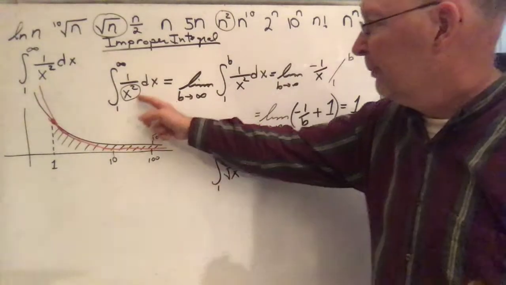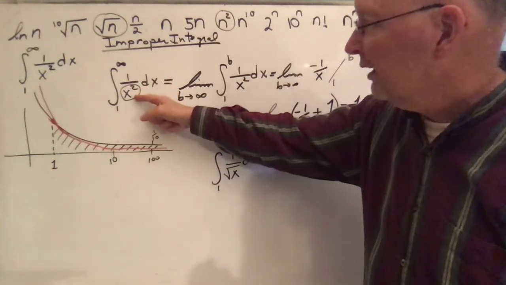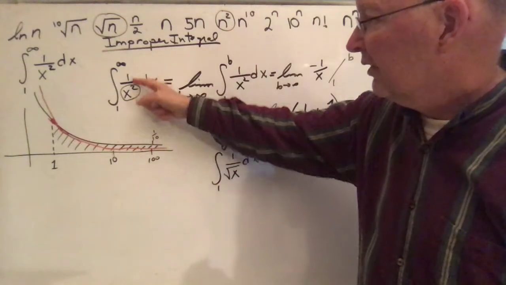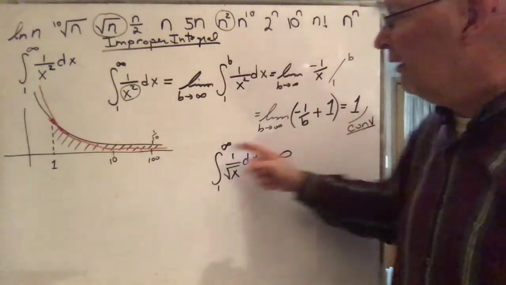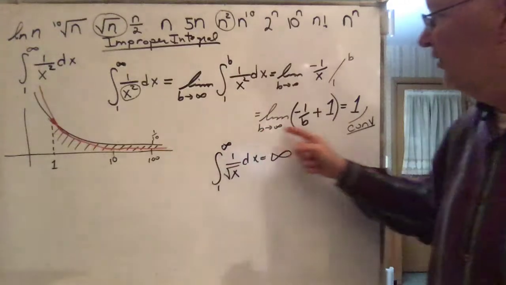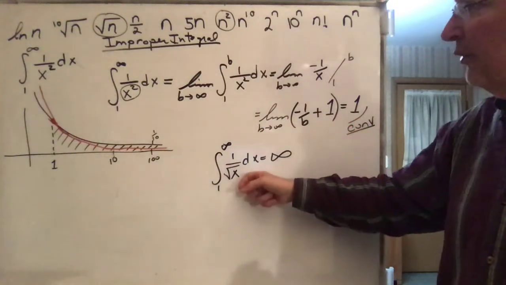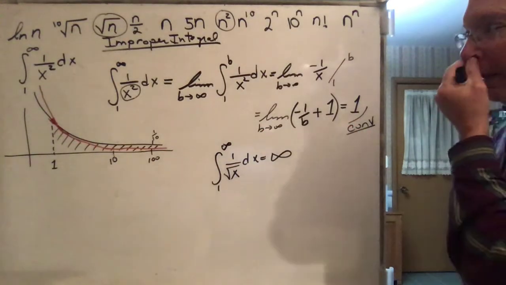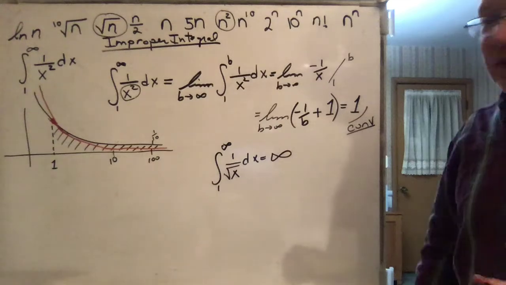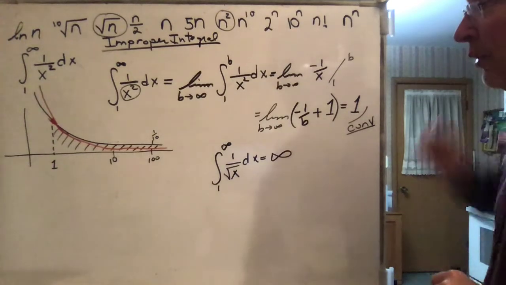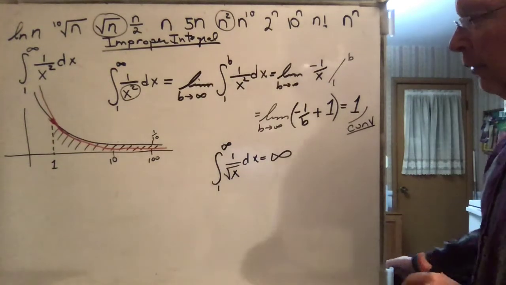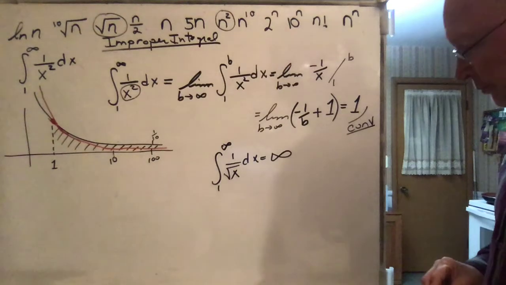This is getting big fast, so 1 over it is getting small fast. It's getting small so fast that the area underneath it only stays a finite number. Not the case with this one. Okay, so there's all sorts of interesting problems we could do at this point. I want to do some of my favorites here.